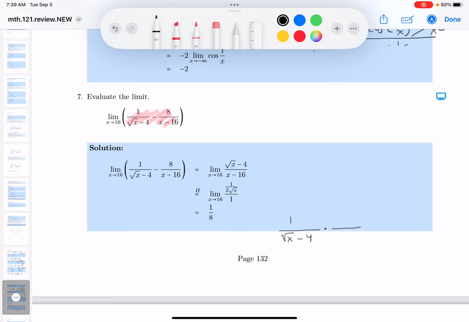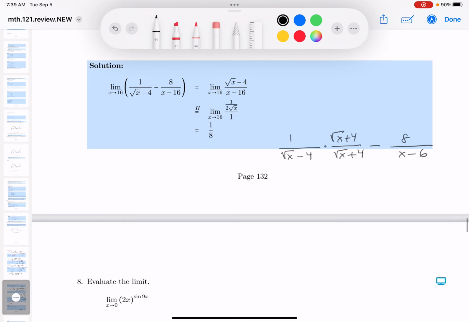I'm going to rationalize the bottom by multiplying by root x plus 4. And this is going to be root x plus 4. And this is going to be minus 8. And that's going to be x minus 16. Let's go for that. What do you get over here?